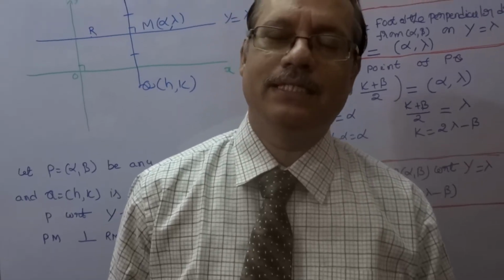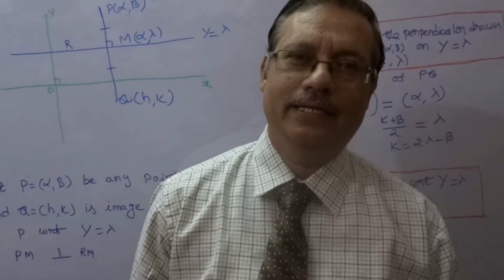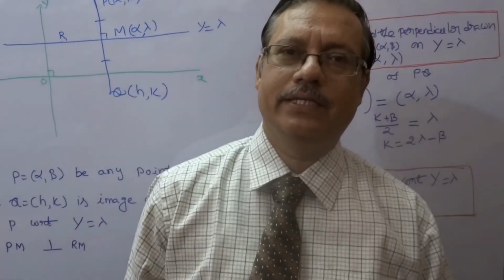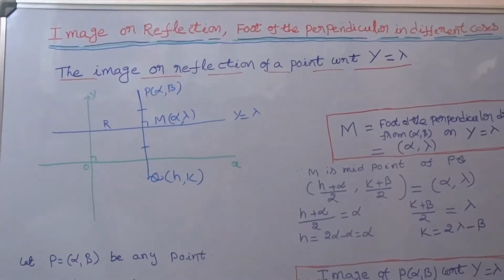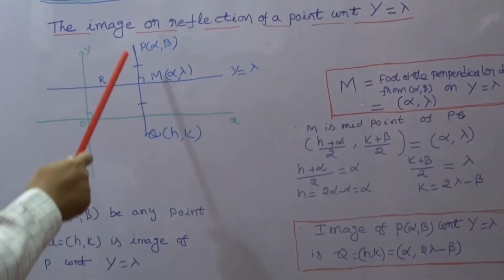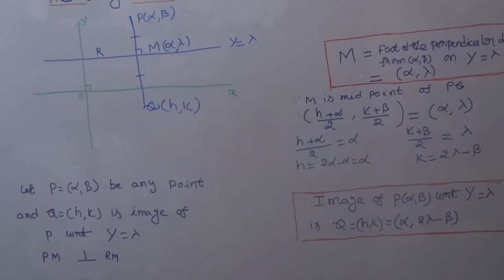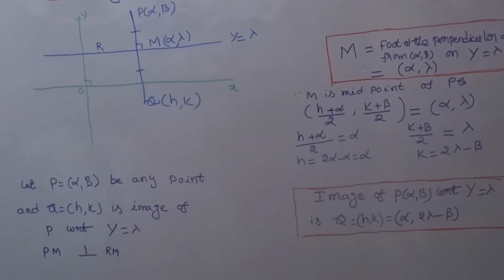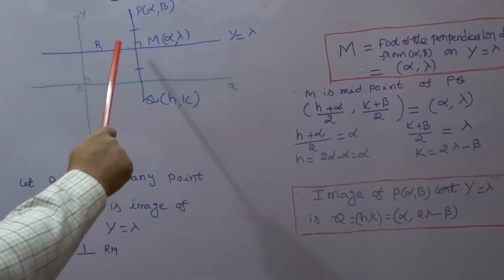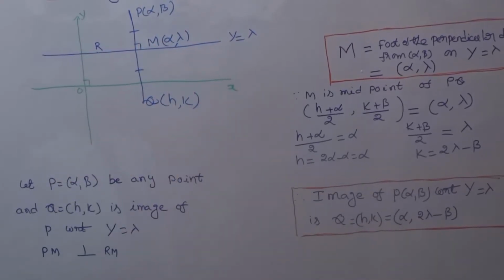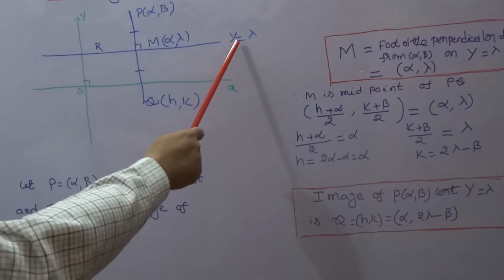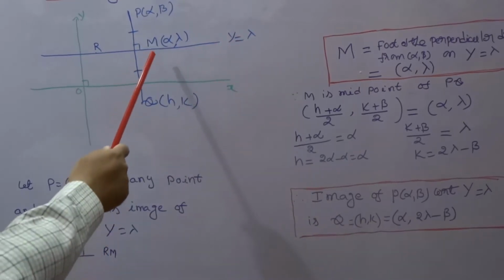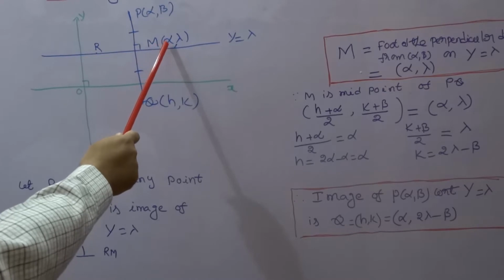Now we will see image or reflection of a point with respect to the straight line y is equal to lambda. Here P(alpha, beta) is any point, Q(h, k) is the image of P(alpha, beta) with respect to the straight line y is equal to lambda. So y is equal to lambda is a horizontal line, hence the y coordinate of any point on this line is the same. Since y is equal to lambda, let this point be M(alpha, lambda).